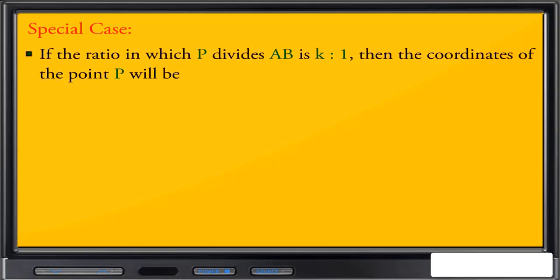Now let us discuss some special cases. If the ratio in which P divides AB is k:1, then the coordinates of the point P will be (k into x2 plus x1 upon k plus 1, k into y2 plus y1 upon k plus 1).